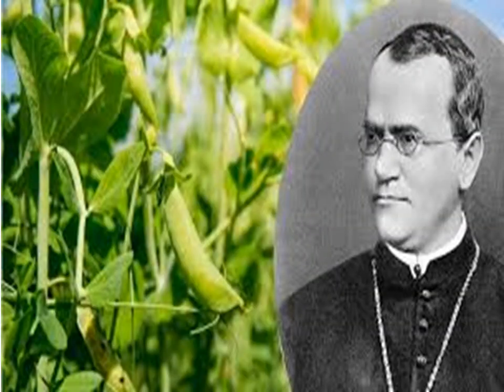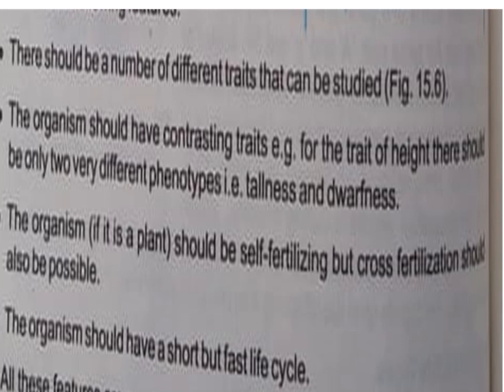He selected Pisum sativum, that is the pea plant, to carry out a large number of experiments. In his writings, he gave reasons for this selection, and he used 28,000 pea plants for his experiments. Here are the reasons for the pea selection. There should be a number of different traits that can be studied. The organism should have contrasting traits. For example, for the trait of height, there should be only two different phenotypes, that is tallness and dwarfness.